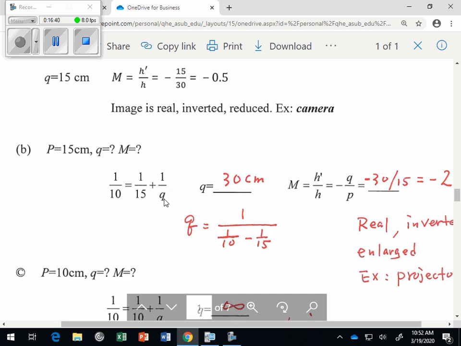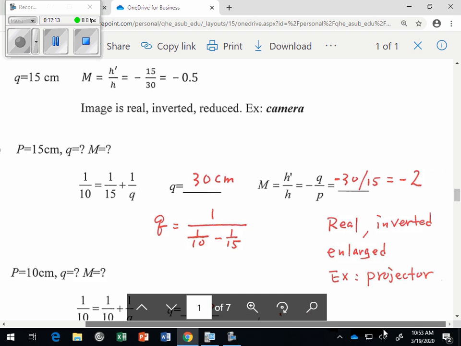Then we do the same thing like this. So now we're going to do it a little different. We find the Q directly, because 1 over Q equals 1 over 10 minus 1 over 15. So Q will equal 1 over that. So 1 divided by 1 over 10 minus 1 over 15. Okay, this you will calculate, and it gives you 30 centimeter. You got that?